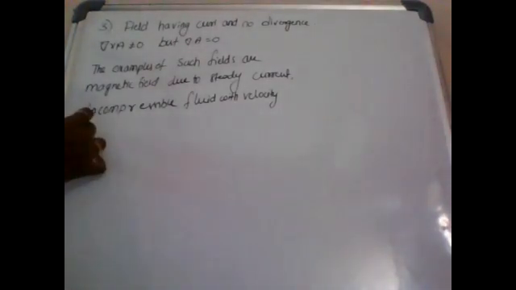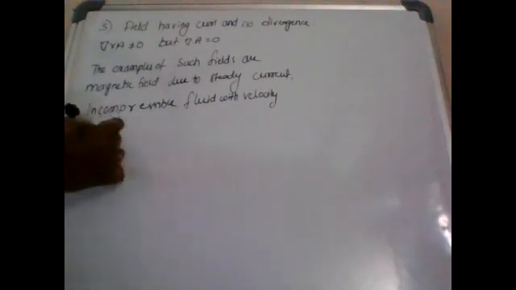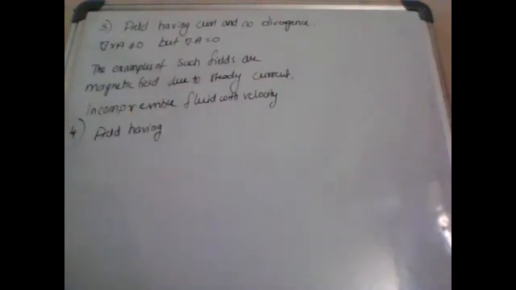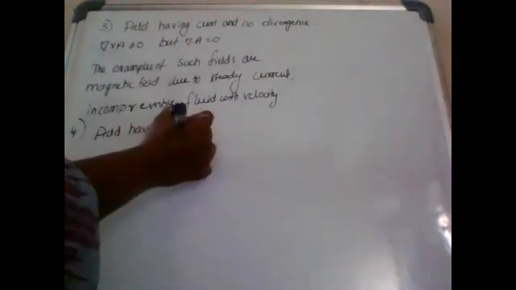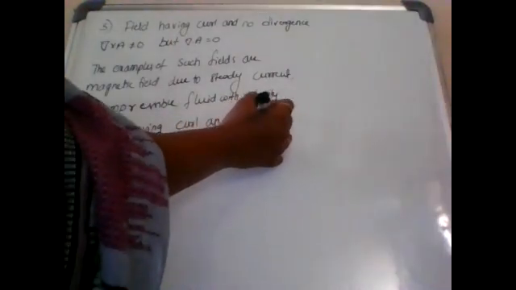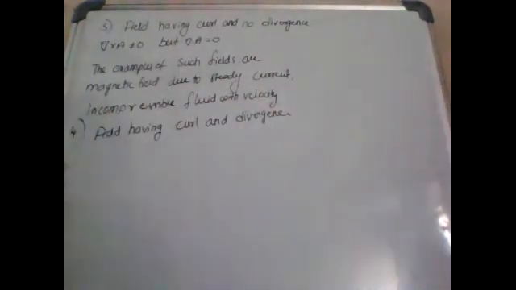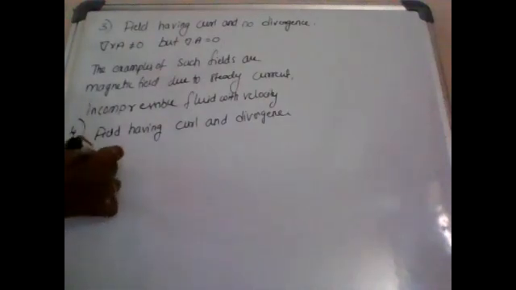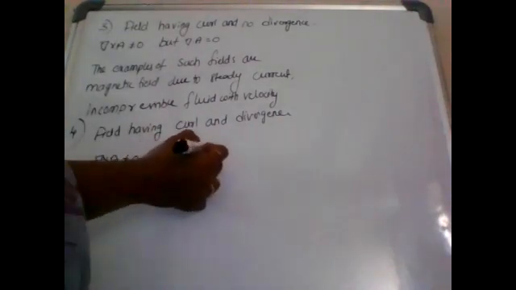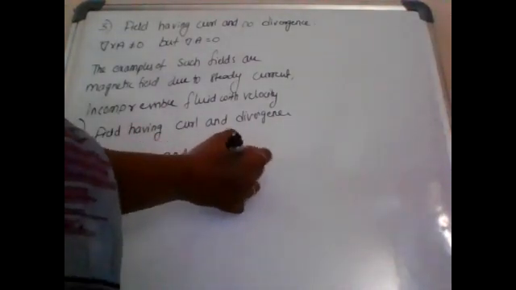Next, fourth one, field having curl and divergence. In this case, del cross A not equal to 0 and del dot A not equal to 0.